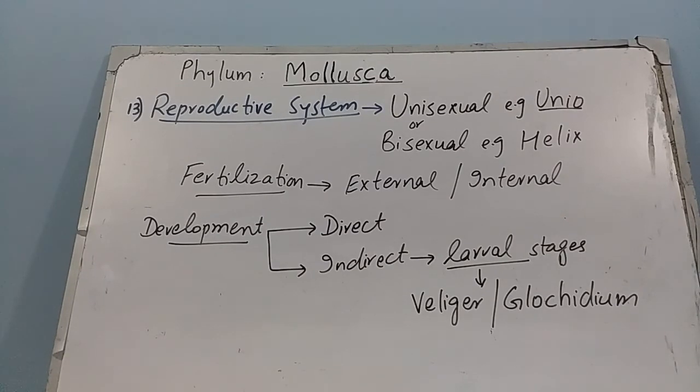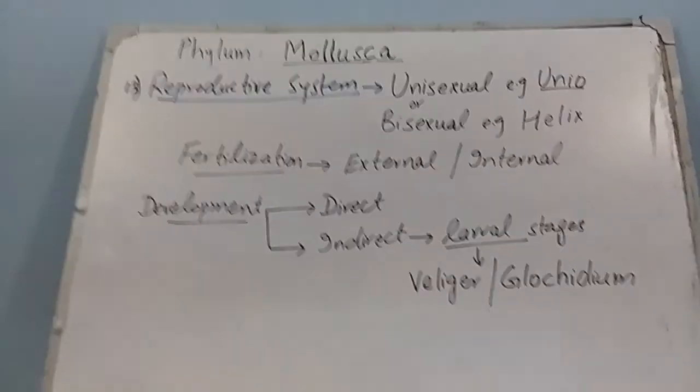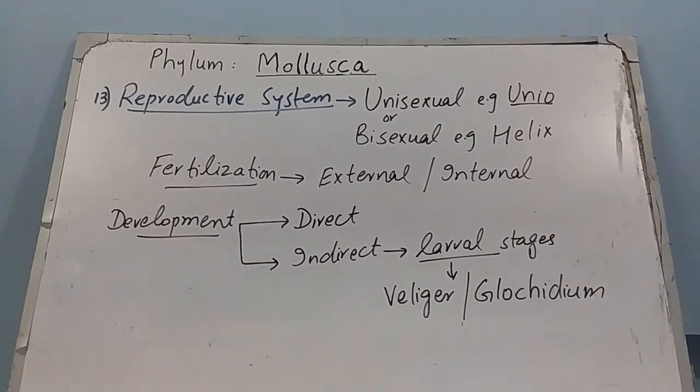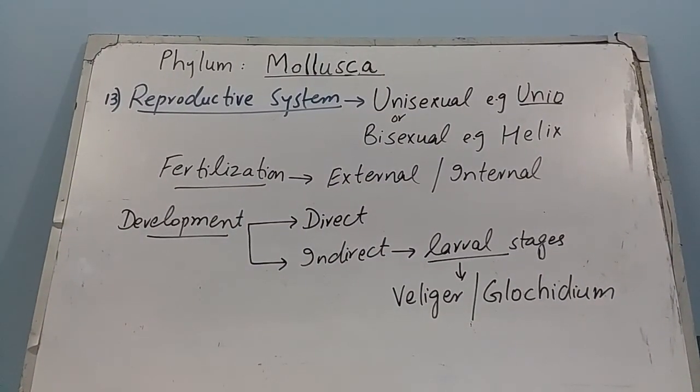Next is about fertilization. It may be external, occurring outside the body of the female in the water, or the fertilization may be internal, occurring inside the body of the female. So both types of fertilization, external and internal, occur in mollusks.